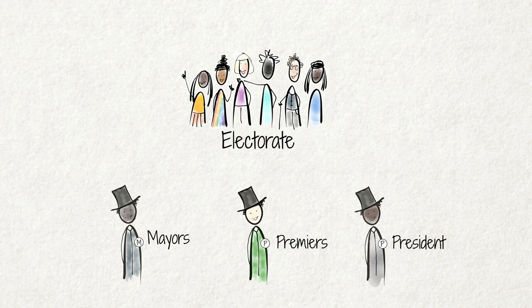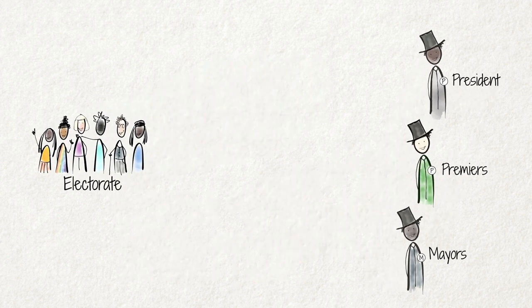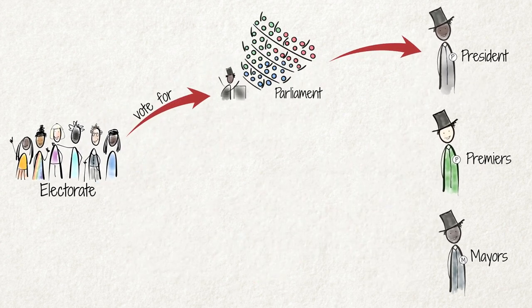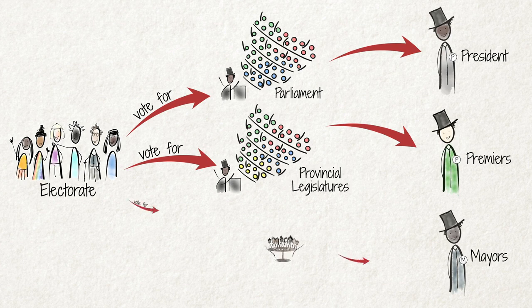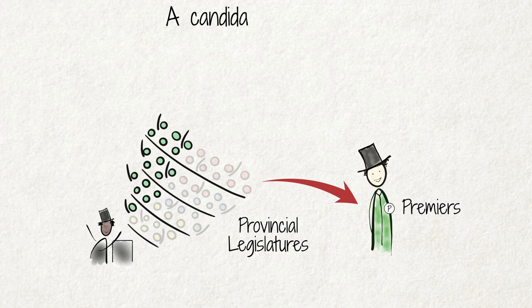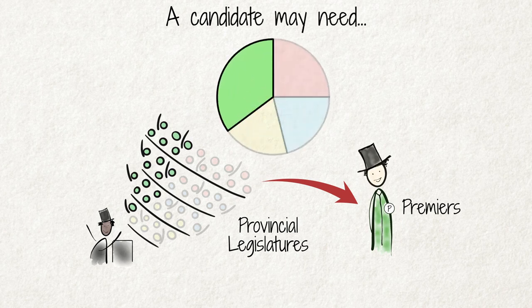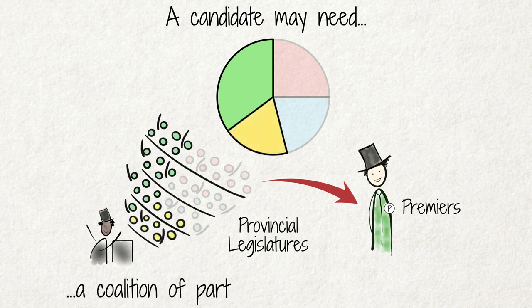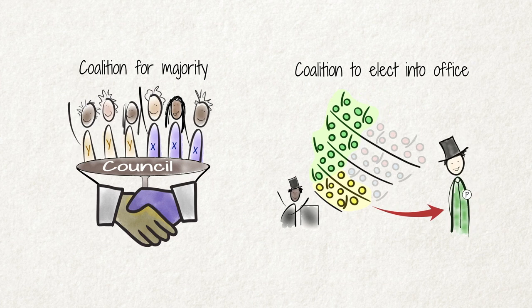The second reason has to do with the fact that the president, provincial premiers, and municipal mayors are not directly elected by the voters, but indirectly by members of parliament, the provincial legislatures, or the municipal councils. So a candidate for one of these positions may need more than the votes of their own party to win. They then need a coalition of parties to vote them into office. The combination of these two aspects of our law makes coalitions important.